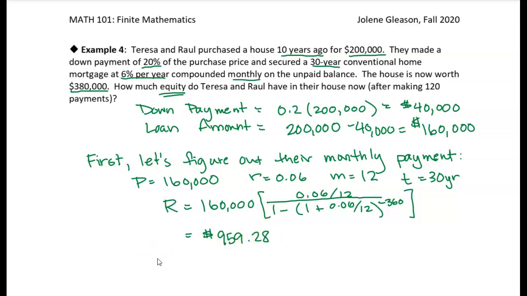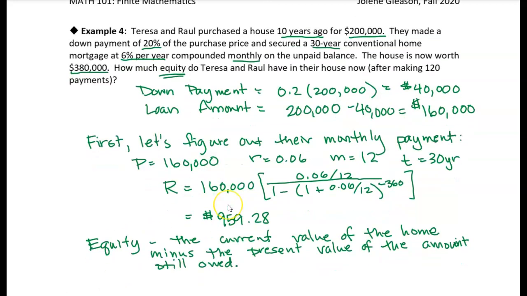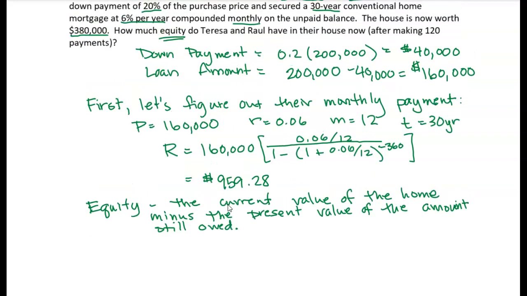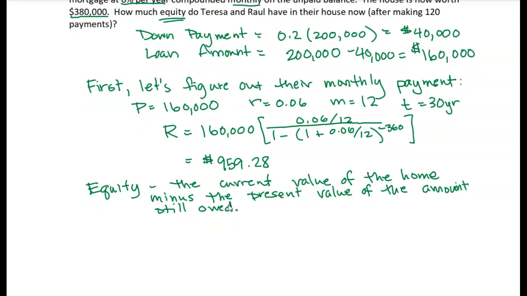Now, the reason I need to know that is because I need the present value of the remaining payments. They've already paid for 10 years, so they still have 20 years' worth of payments to make. If they were going to pay it off right now, how much would it take? Like I said before, the equity is the difference between the current value of the home and the present value of the amount still owed. We know the current value of their home is $380,000, and we need to find the present value of the remaining payments.